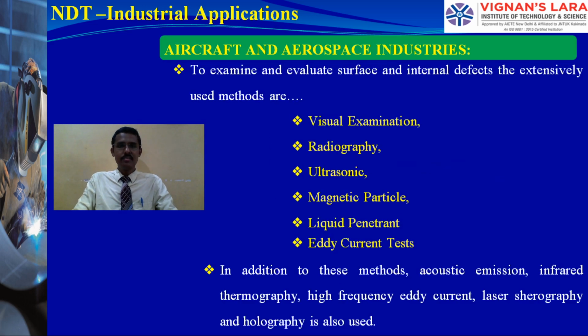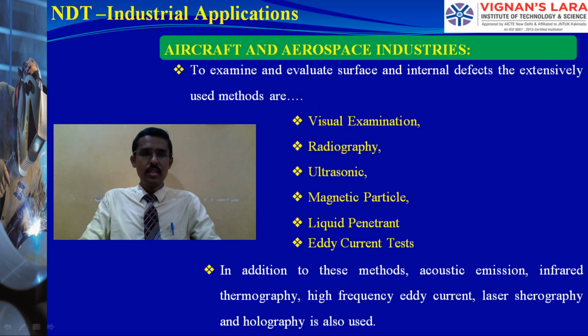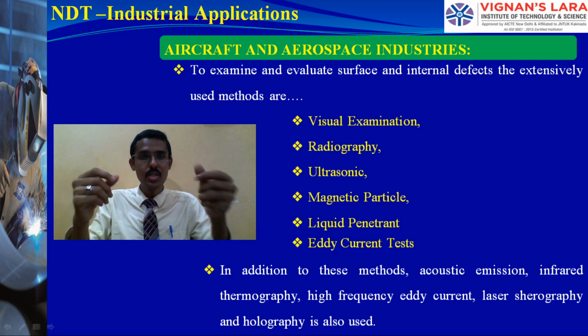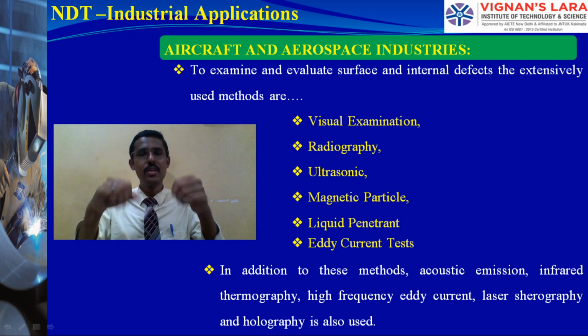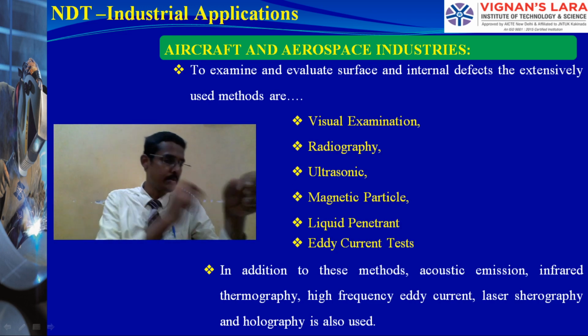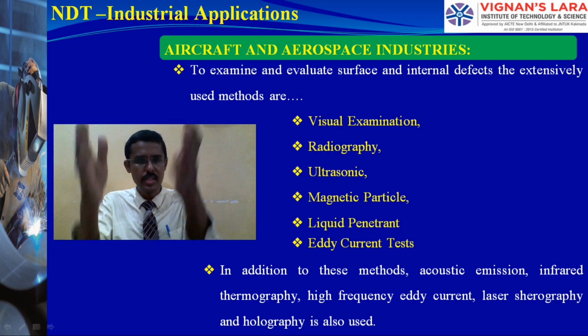To examine and evaluate surface and internal defects extensively, the used methods are the 8 methods we already studied earlier. We are using all these methods in aircraft, as in railways, as in the fabrication of pressure vessels. The methods are the same; how we choose them is what is important here. Where we choose visual, where we choose radiography, depends on the specimen, on surface defects or subsurface defects. Depending upon these factors, we select those methods.